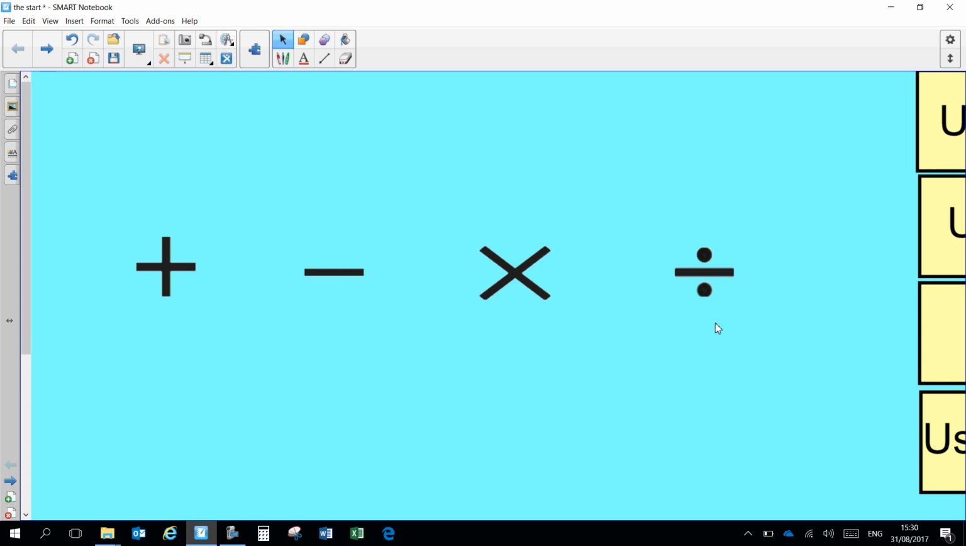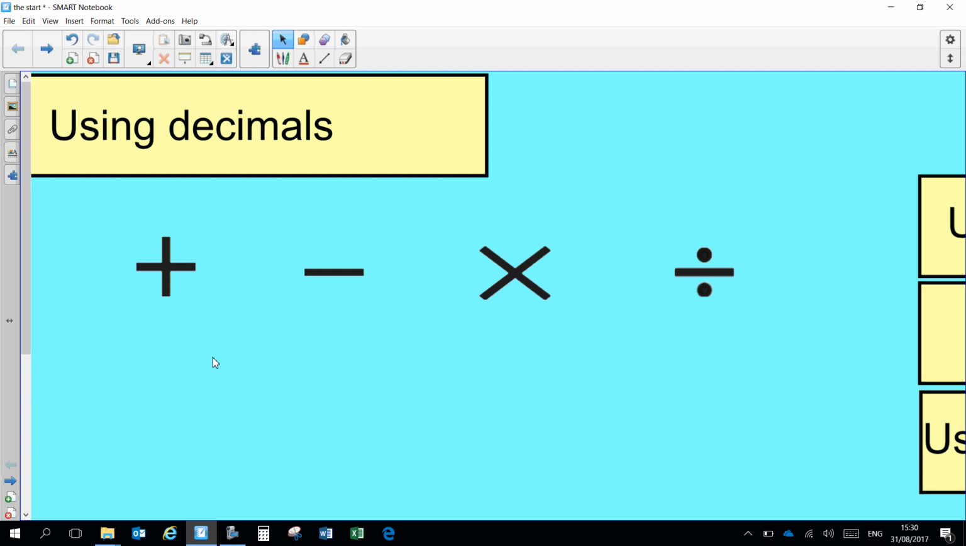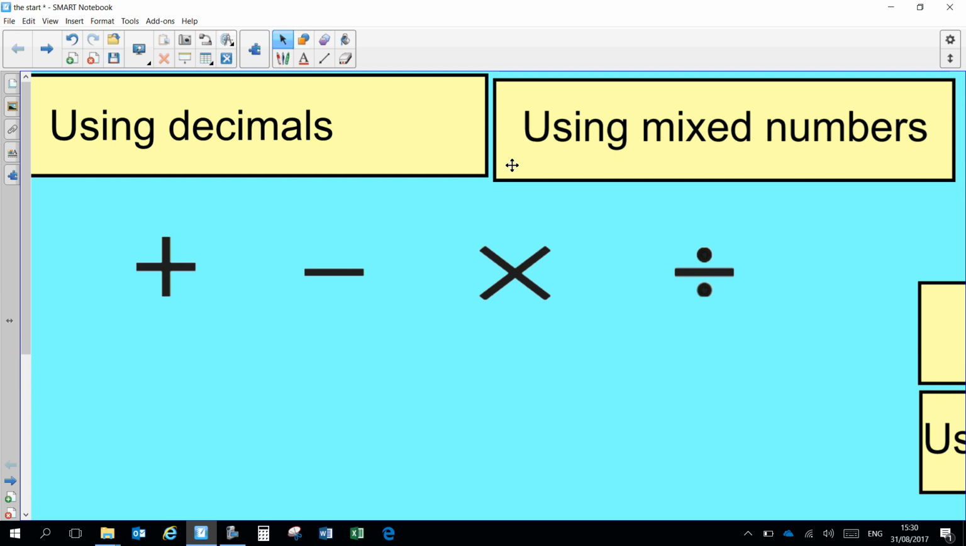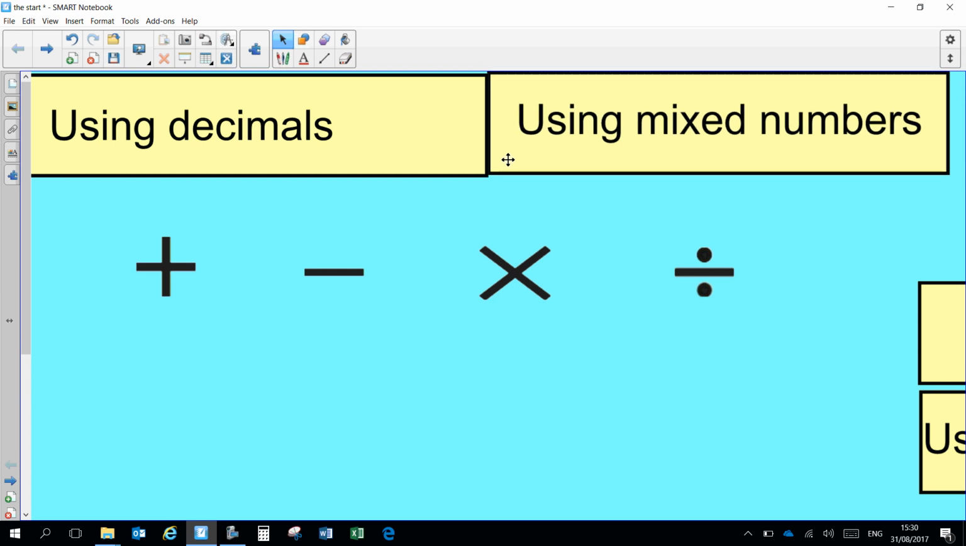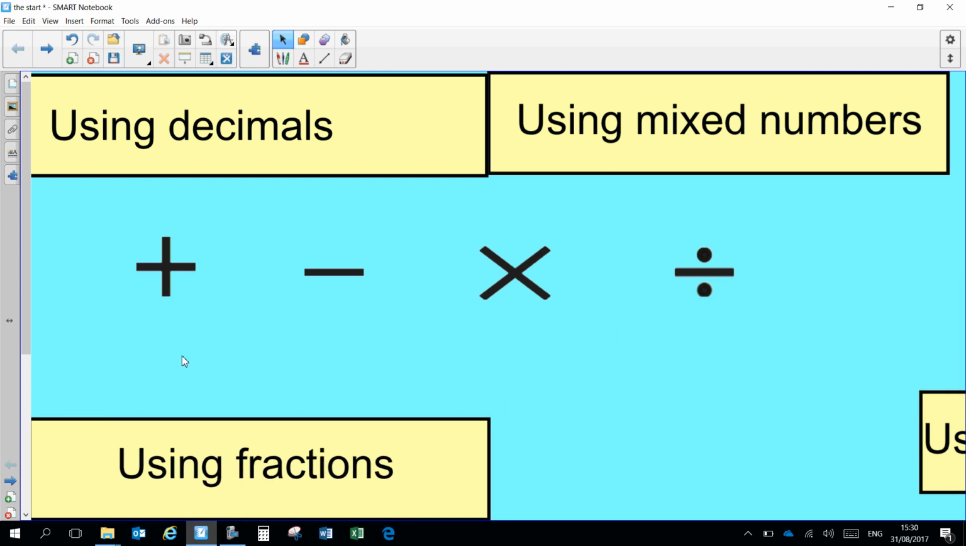You may be sitting there at the moment thinking, well, what's all this about? I can do these easily. So I want you to start thinking about using them with decimals. How are you with that? What about 4.6 divided by 3.2? What about using them with mixed numbers? 1 2/3 times 6 3/8. Okay, I don't want to worry you, I just want you to start thinking about it. Using fractions, 1/3 plus 1/6.